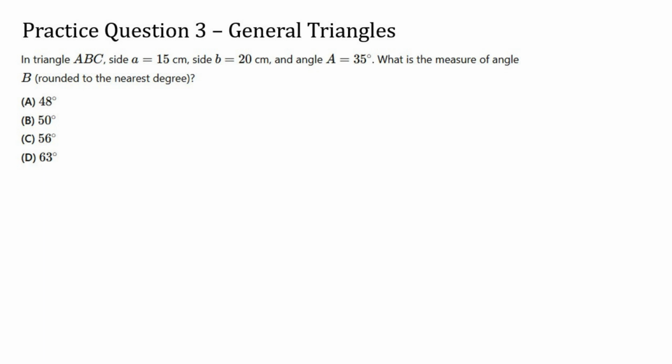Practice question 3. In triangle ABC, side A is equal to 15 centimeters, side B is equal to 30 centimeters, and angle A is equal to 35 degrees. What is the measure of angle B? Round to the nearest degree.